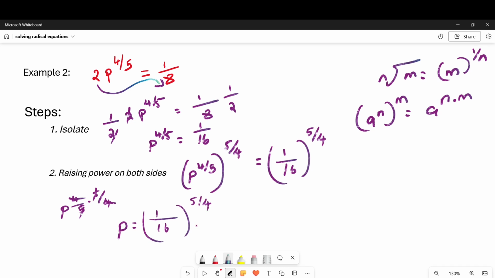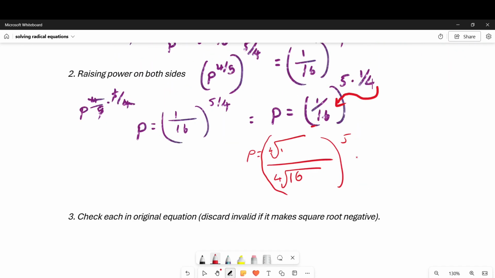We will make this a little more understandable. So I'll make this p is equal to 1 by 16 to the power 5 by 4. I'm taking this 4 inside the bracket. It's very simple. The fourth root of 1 is 1, the fourth root of 16 is 2. Here when we're taking the fourth root, always keep in mind we have to put a plus or minus sign, because we are taking the fourth root.